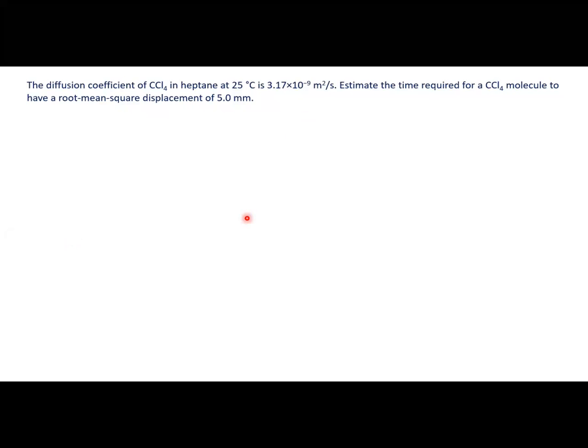Next question. The diffusion coefficient of carbon tetrachloride in heptane at 25 degrees Celsius is 3.17 times 10 power negative 9 meters squared per second. Estimate the time required for a CCl4 molecule to have a root mean square displacement of 5 millimeters. This is the sort of problem which we looked at in the beginning of this video, where we derived an equation for the displacement in 3 dimensions as r squared is equal to 6Dt.